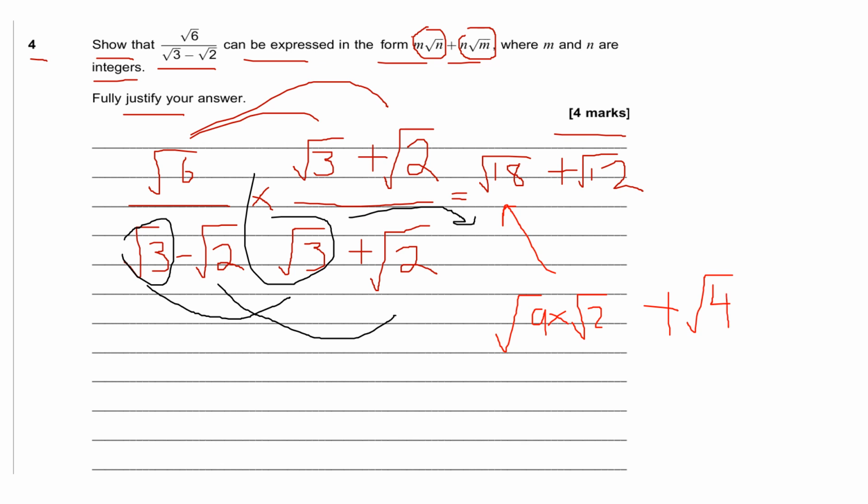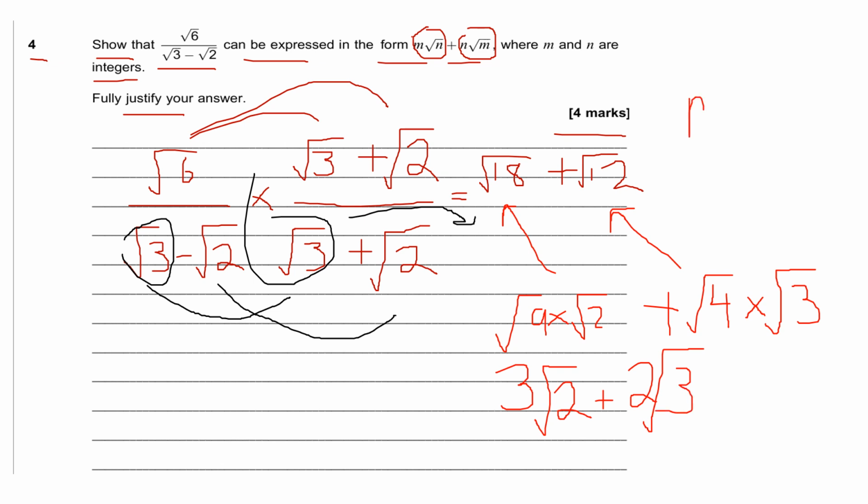Remember, we're looking for the biggest square number factor that goes into each number separately, so it's knowing your square numbers. Root 9 is 3, so we have 3 lots of root 2. And then root 4, guys, is 2, so we have 3 root 2 plus 2 root 3. That makes sense here because m is equal to 3 and n is equal to 2. So this simplifies to the end of 3 root 2 plus 2 root 3.